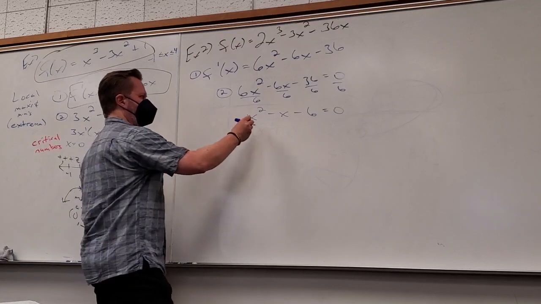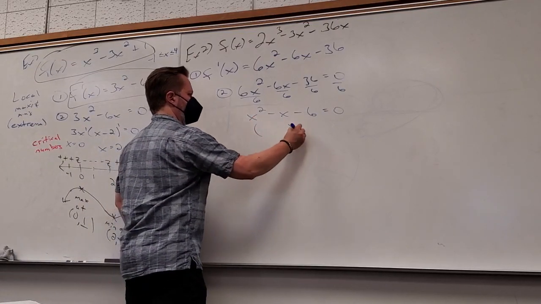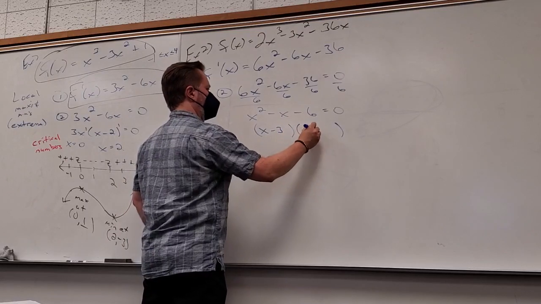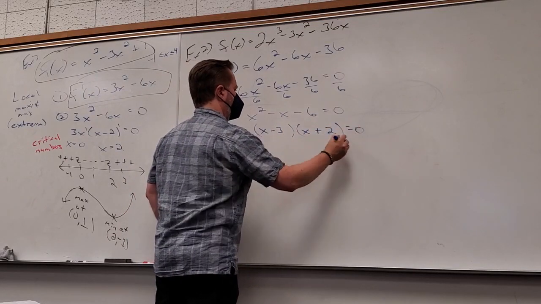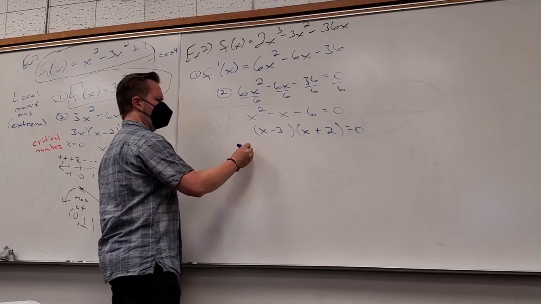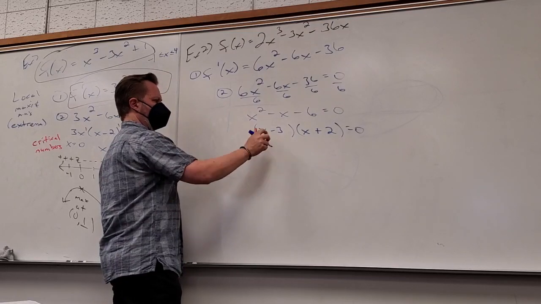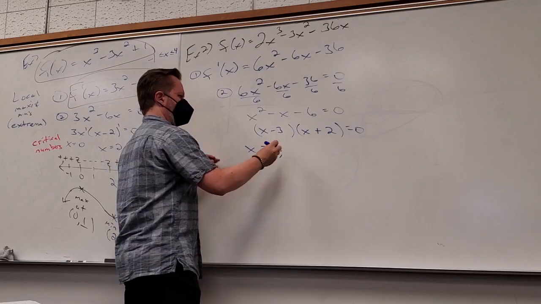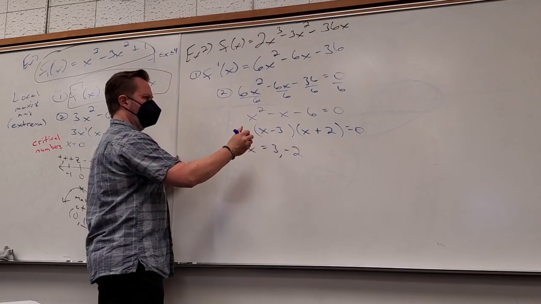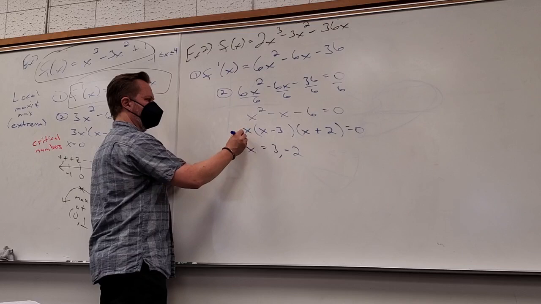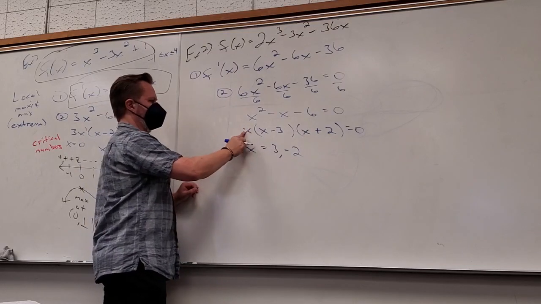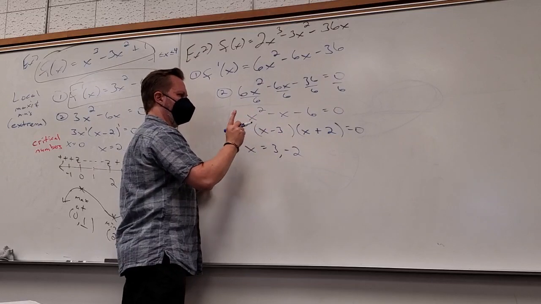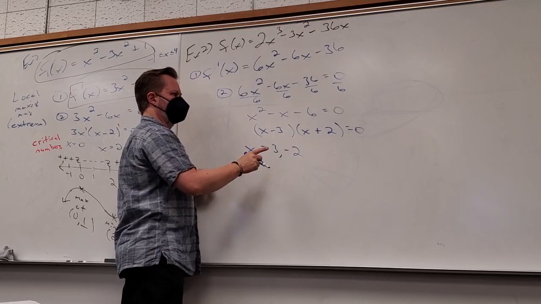What'd you guys get for your critical numbers? 0, 3, and -2. Now you gotta be careful. I see 3. I see -2. But the only way that 0 could be a critical number is if there was like an x here. Right? I only see 2, and how do I know there's only 2 answers? I should only get 2 answers.